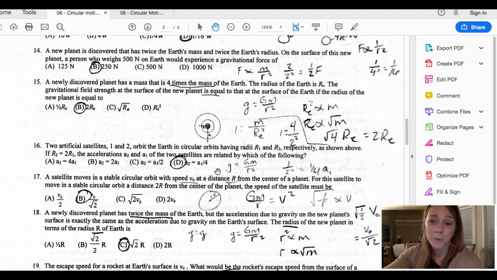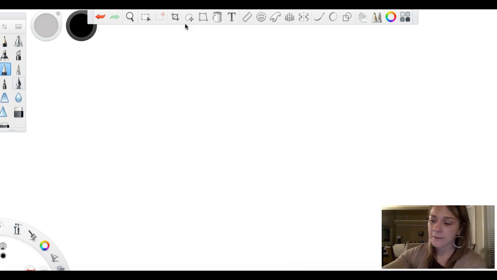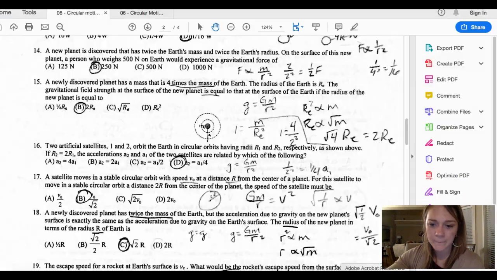So it's pretty much the exact same question. They're asking me by what factor I need to change the r value. Let me go back over here. Let's identify again what they said was changing. Twice the mass of Earth, g stays the same. What happens to r?